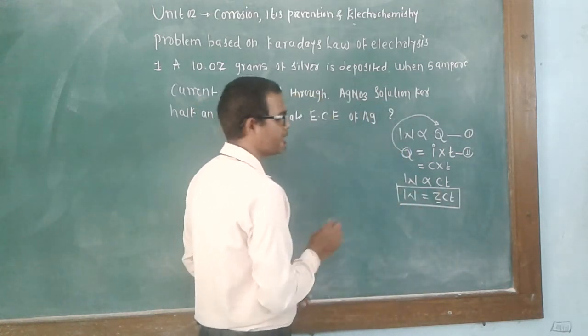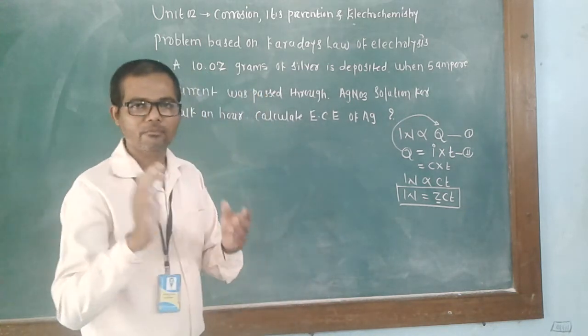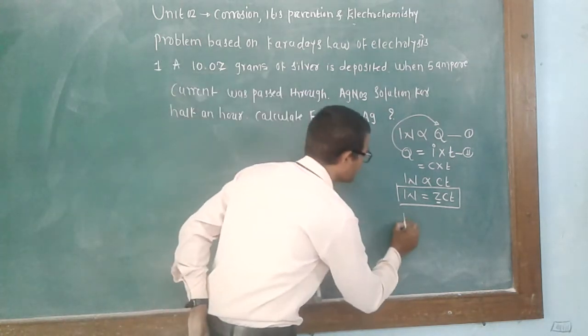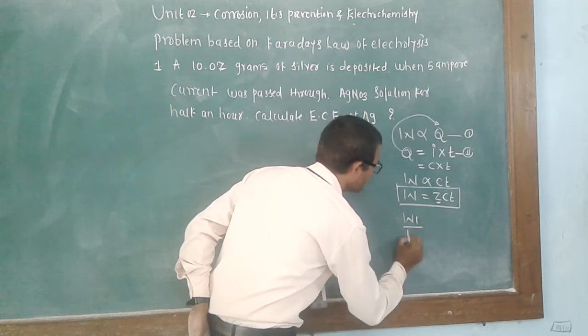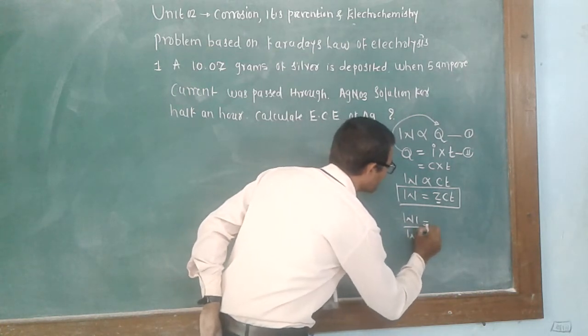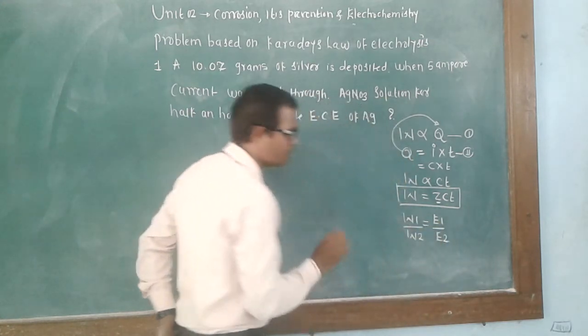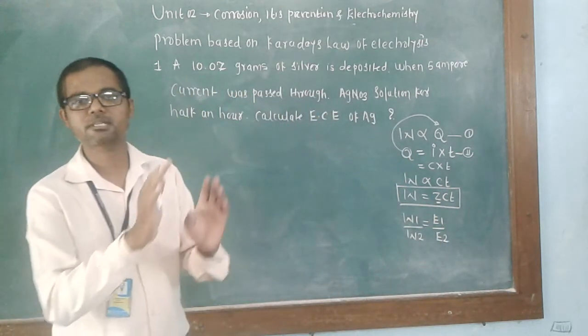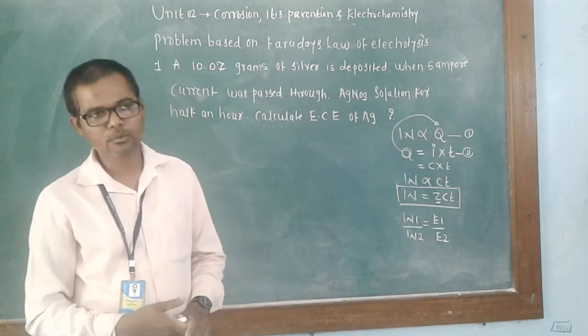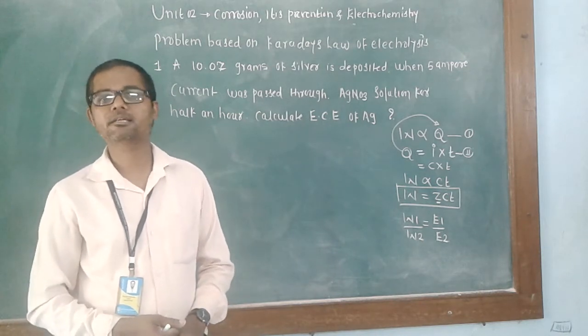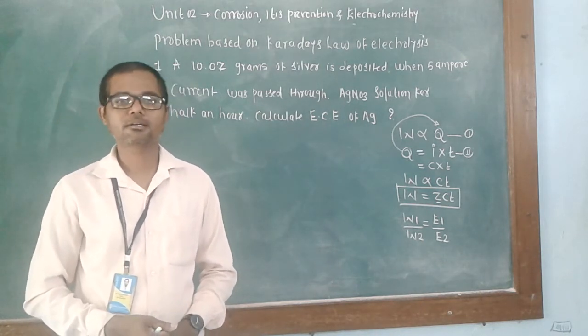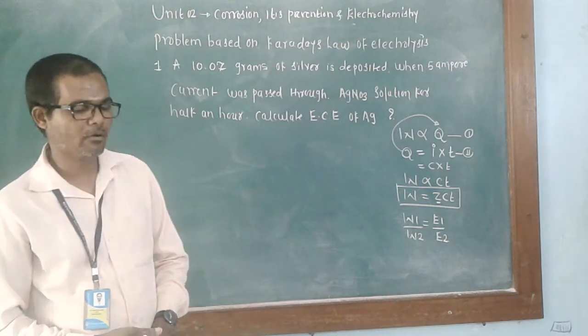According to Faraday's second law of electrolysis, we have the formula W1 upon W2 is equal to E1 upon E2. W is nothing but the weight of substance deposited at the cathode, and E stands for the chemical equivalent or the equivalent weight of the metal or the substance.